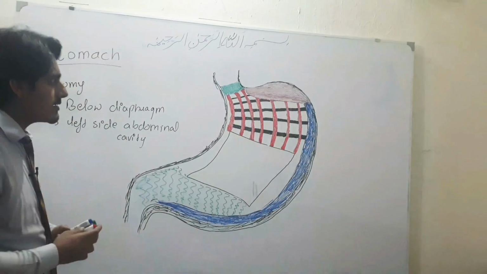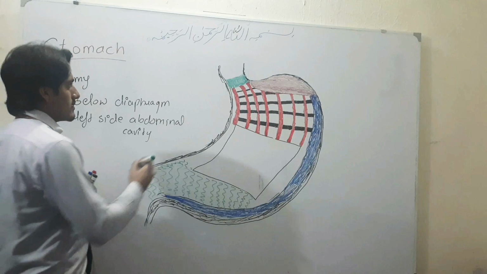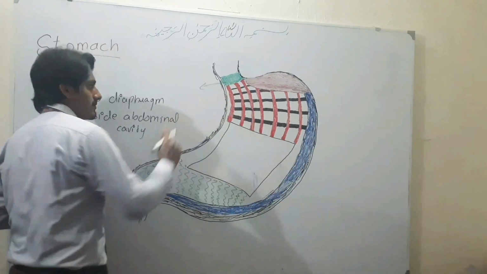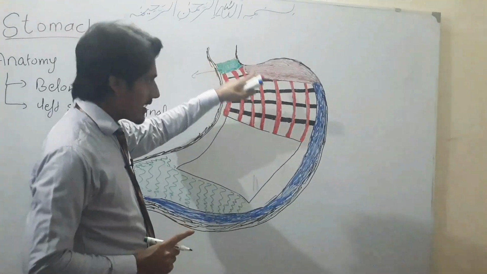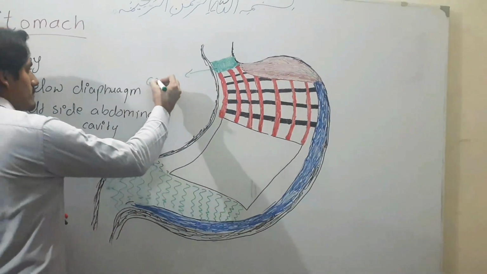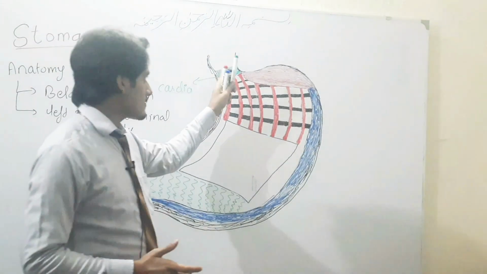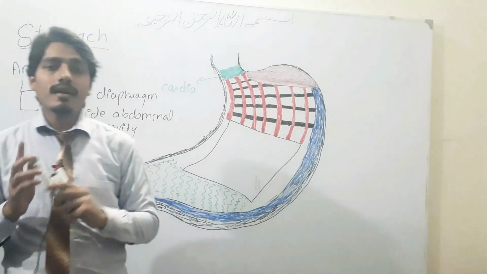And the second point is, what are the parts of the stomach? The stomach is basically divided into 4 parts. The first one is at the junction between the esophagus and stomach. There is a portion which is called cardia. This portion, which is green in color, is called cardia.